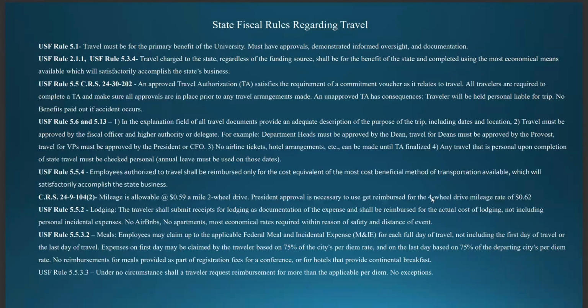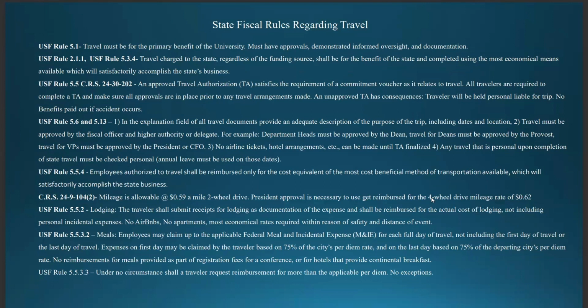All right, more stuff. State fiscal rules, yay. Okay, I'm going to send all of this stuff. Most of you have this, but we're just going to go through the rules. I'm not going to do the numbers for you. The first rule: travel must be for primary benefit of the university. Must have approvals, demonstrated informed oversight and documentation. That's basically all the stuff we went over.